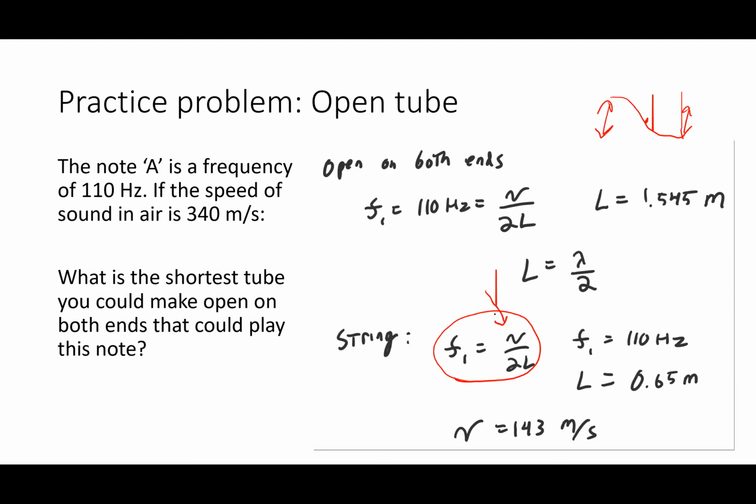My velocity in the case of waves on a string is no longer the speed of sound in air. Now I care about the speed of transverse waves on this string. So I can do this problem the other way around, where I know the length of the string. So maybe I'm playing this note on a guitar string and I'm strumming a guitar string of a known length, and I can use that to find the velocity using the same equation.